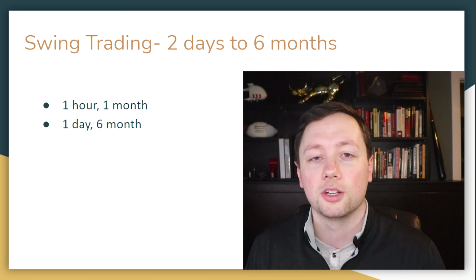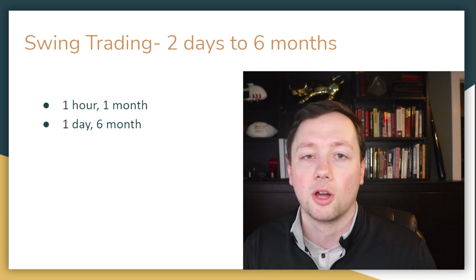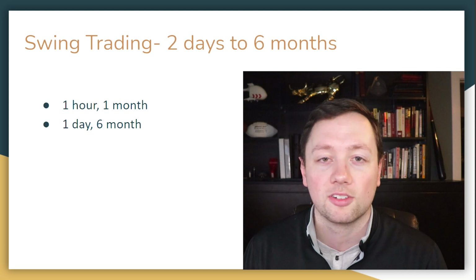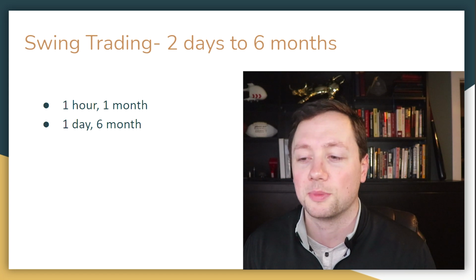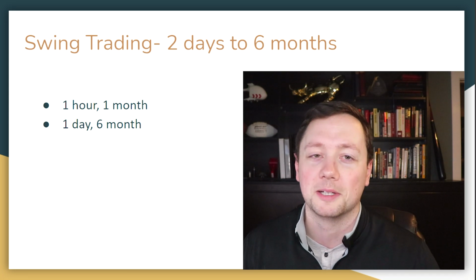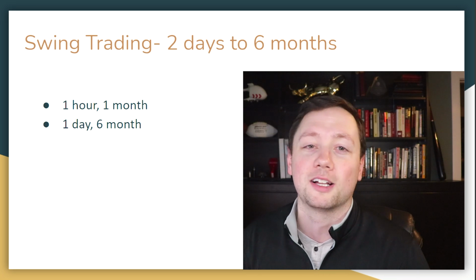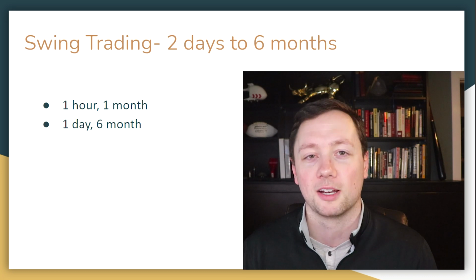And so as a swing trader, you probably want to be looking at the 1 day 6 month chart or the 1 hour 1 month chart. You probably don't need to be zooming in a whole lot more than that. Maybe you go down to the 5 or 10 minute, but you don't need to be going down to the 1 minute chart. You don't need to be zooming in like crazy. If you're a swing trader, you need to be making most of your decisions on the daily chart, and then maybe you zoom in a little bit if you've got some time to find the best entry point, but most of your decisions should be made on the daily chart.